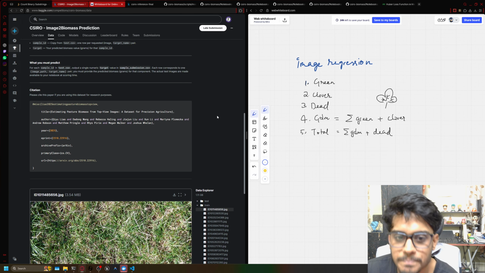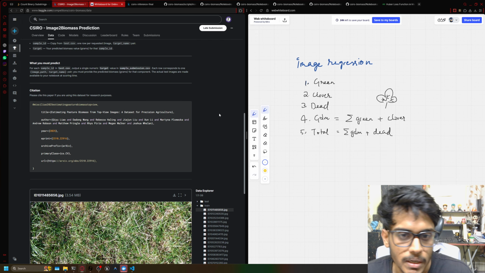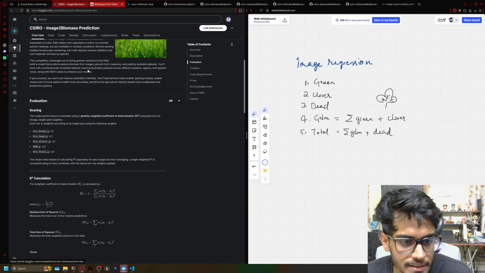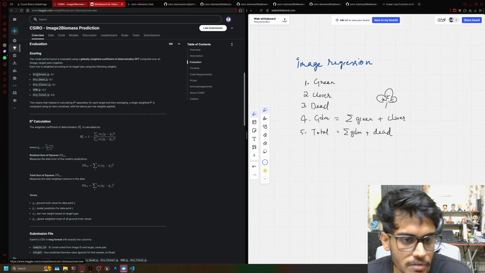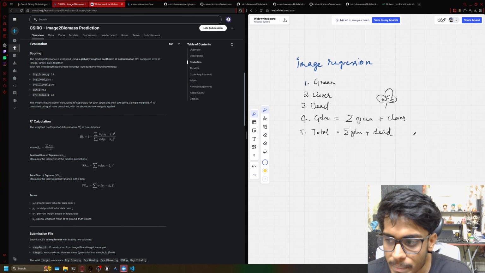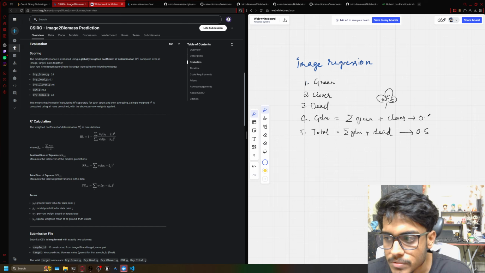Now for the evaluation, they set a metric which is a weighted R2 score. You can see they have given a higher weightage to total and GDM. Total has the highest weight, 0.5, and the second one is GDM, which is 0.2, and the rest of the categories have 0.1.